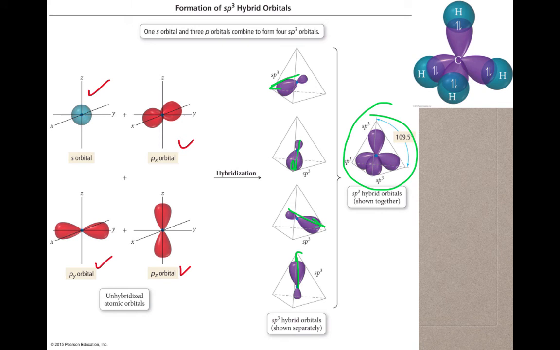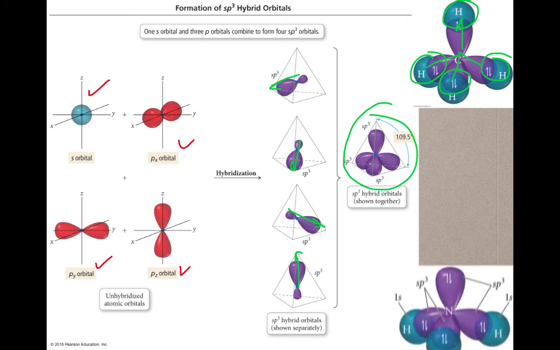So here's a methane molecule here. We've got our 4 hybrid orbitals, each with an electron. We've got our hydrogen 1s's coming together with 1 electron, and together they form 2 electron bonds there.